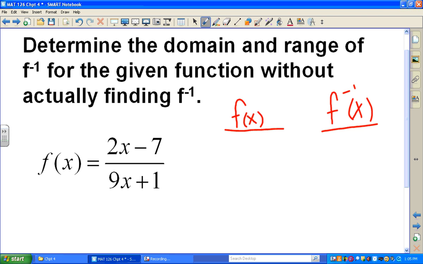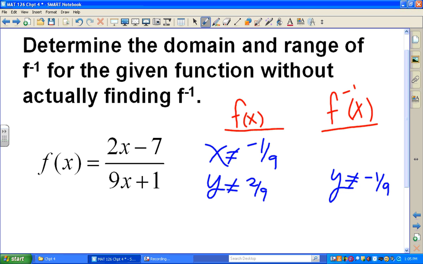So, this is a fun day. What is the domain? X cannot equal what? Negative 1/9. So here, y cannot equal negative 1/9. What's the range? Very good. Y cannot equal 2/9. If it could, set it equal and solve. 95% of the time, I'd say, you're not going to equal the horizontal asymptote. So in this one, x cannot equal 2/9.